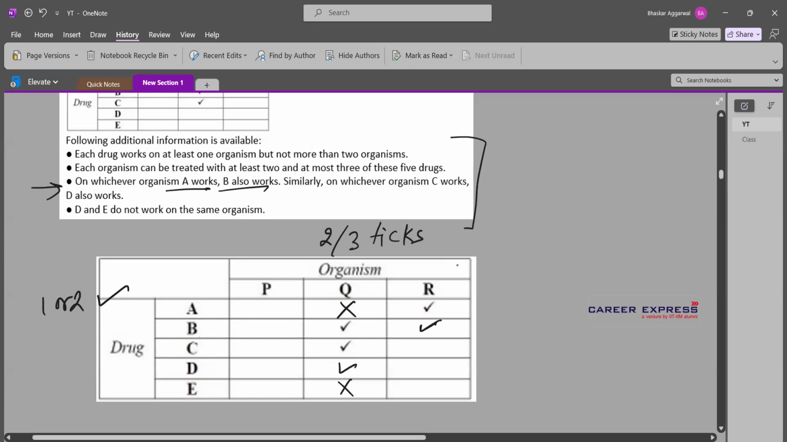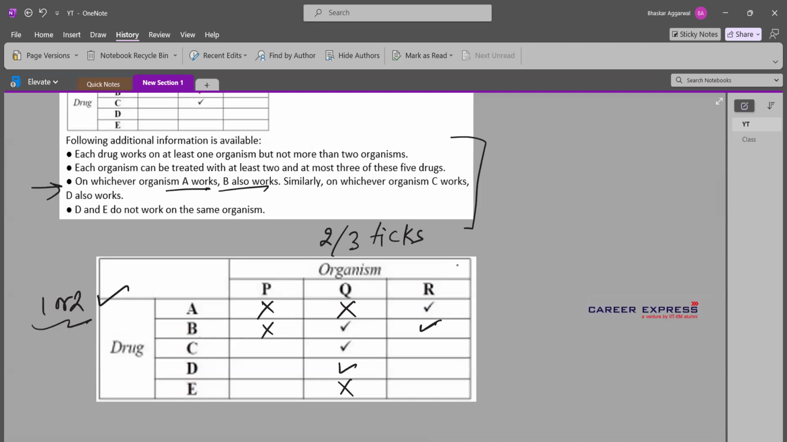Now, in this row, we have two ticks. In a row, there can be maximum two ticks. That means B cannot work on P. If B does not work on P, that means A also cannot work on P. Because if A works on P, then B must work on P also. Then there will be three ticks in this row, which is not possible. There can be maximum two ticks. So B and A, they should not work on P.